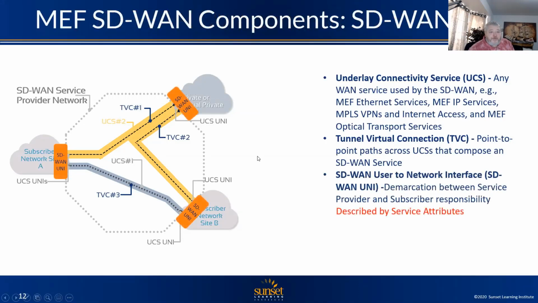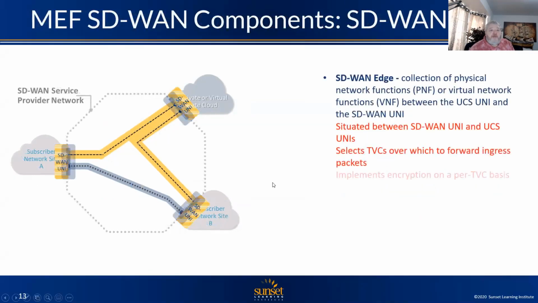In addition to that, we have the SD-WAN UNI, the user to network interface for the SD-WAN services. Every site has one of those, right? And so this is where we're going to start to apply some of those attributes, some of those characteristics that we can provide for the customer at each site. After that, we talked about the SD-WAN edge. And the SD-WAN edge, you can see this is where we're making our decisions. When traffic needs to go from site B to site A, well, we need to send it across this TVC, and so on.